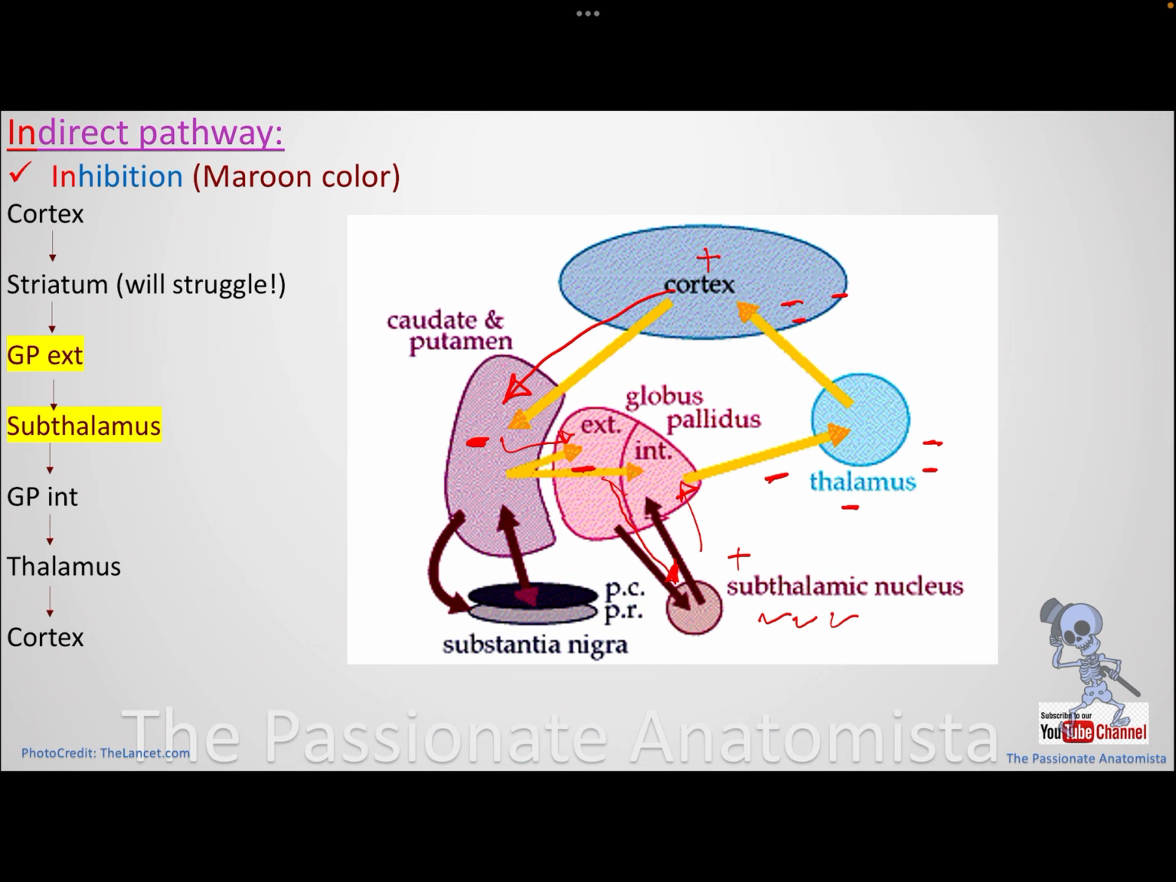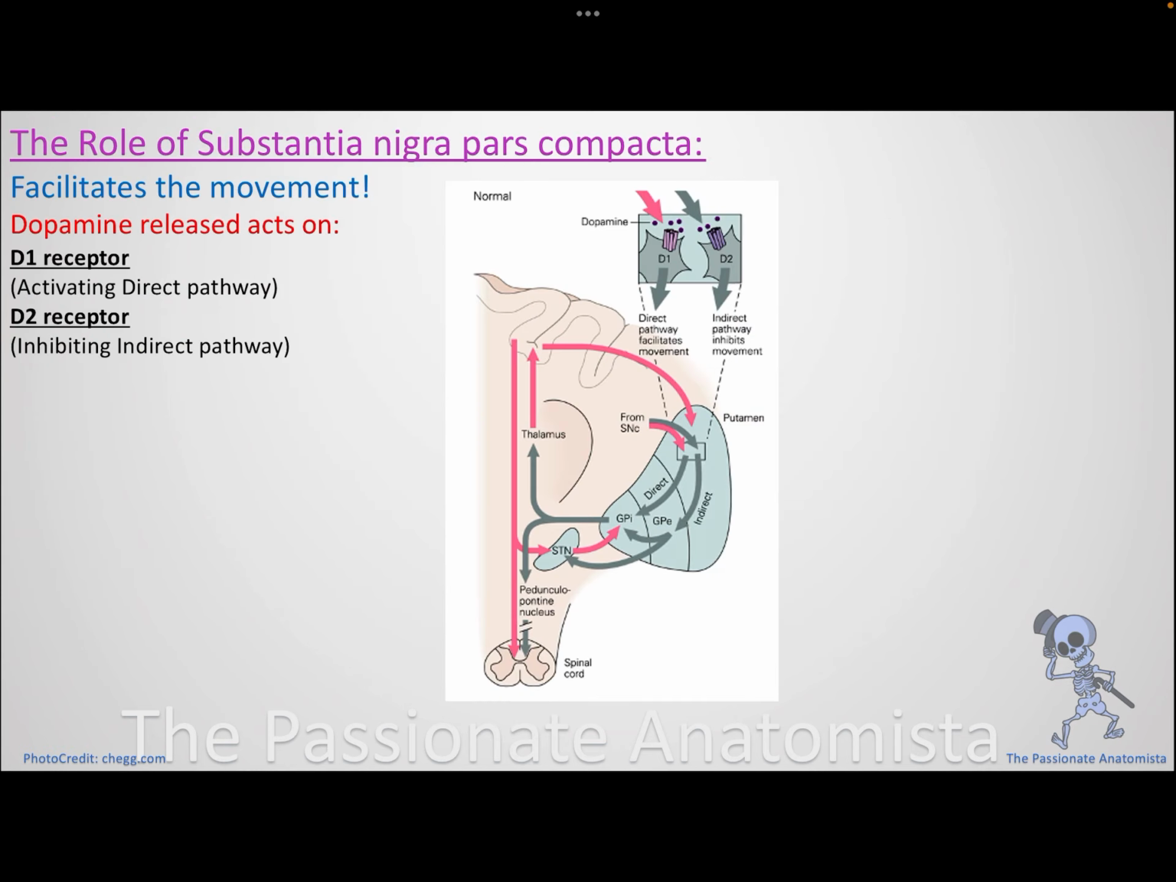Okay, guys? So in that case, we will have inhibition. Now, what is the role of the substantia nigra in that thing? Broadly talking, you guys, the substantia nigra pars compacta has a dual role. But I want you to know one thing before we dive deep, because I don't want you to get confused. Substantia nigra pars compacta has dopamine. The dopamine is going to facilitate the whole stories we talked about previously.